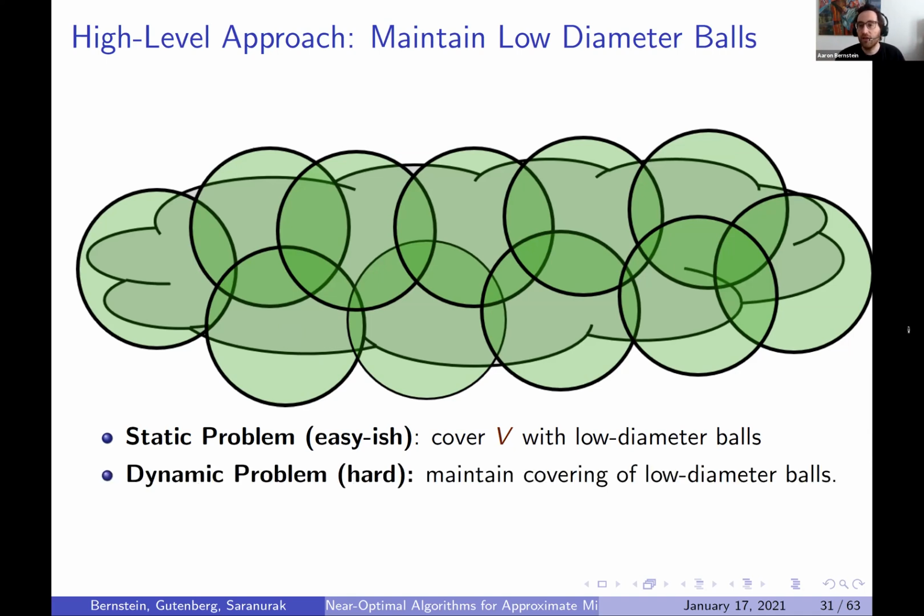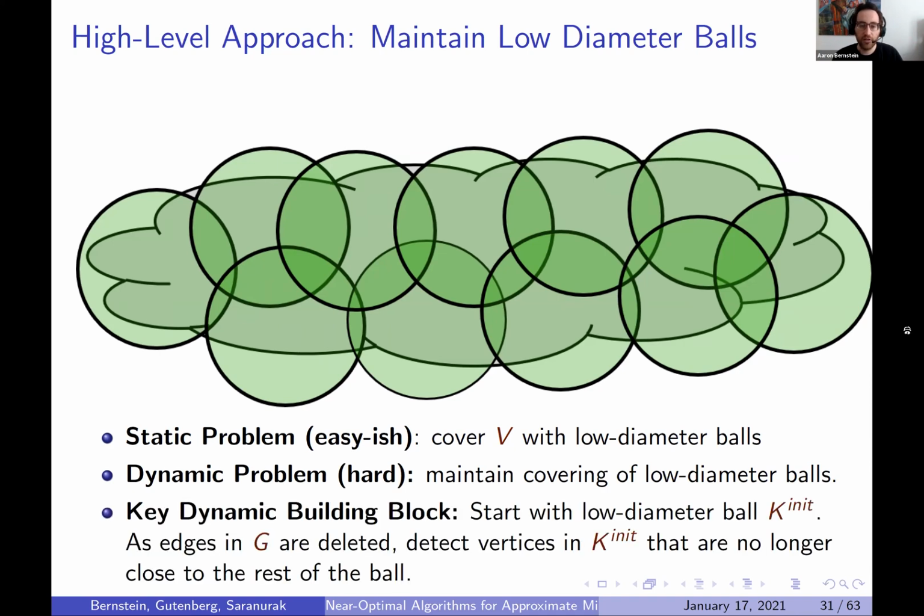So in general, as a static problem, this is pretty easy to do. As a dynamic problem, this is quite hard to do. And in particular, there's a key building block that you're going to need if you're going to do this, which is that, let's say you start with one of these green balls. And again, I apologize, I can't draw here.